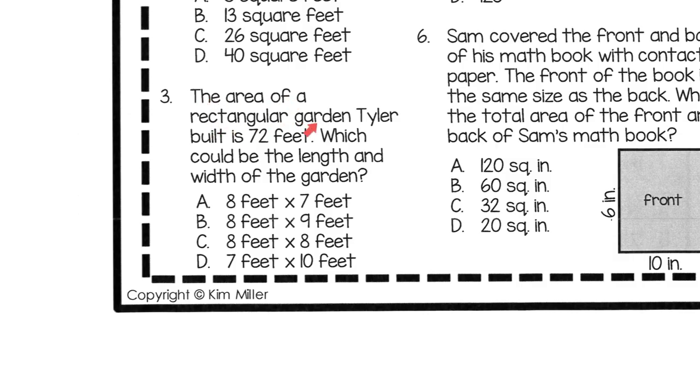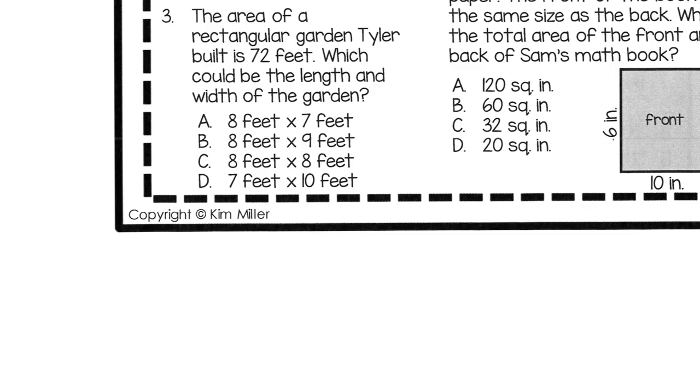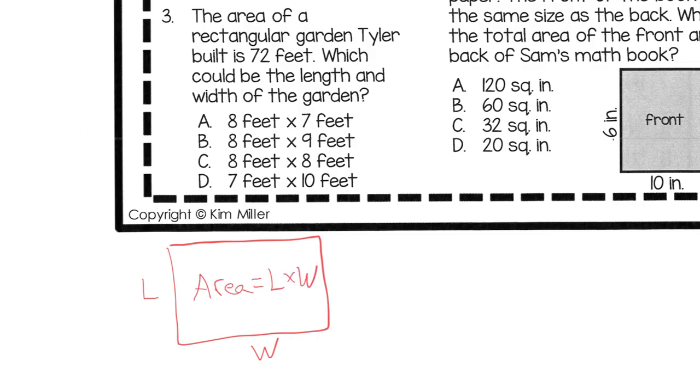The area of a rectangular garden Tyler built is 72 square feet. Which could be the length and width of the garden? So I love to draw, so I'm going to draw this out. Anytime we're talking about area, perimeter, for sure, I'm going to draw it out. So here's my garden. I have my length, I have my width, and we know to get the area, we're going to take length times width.